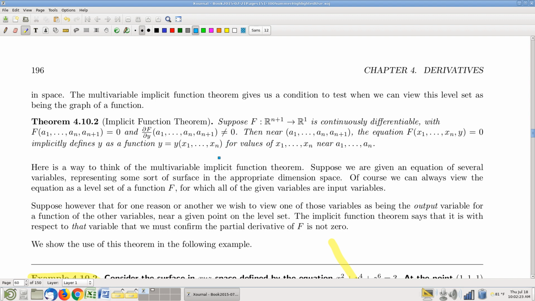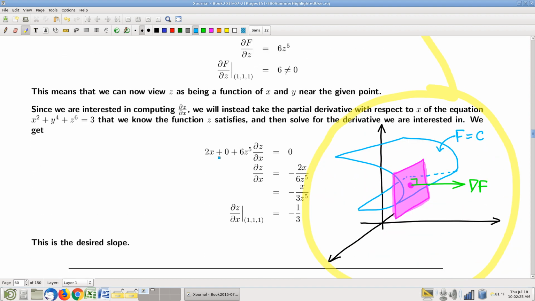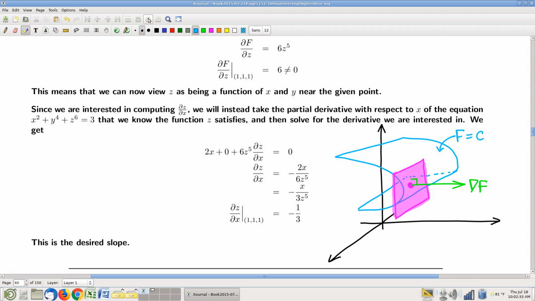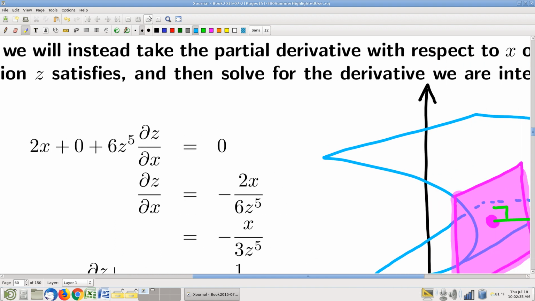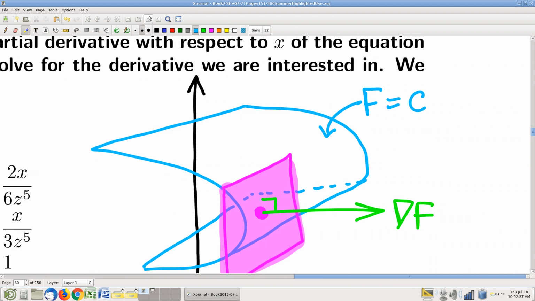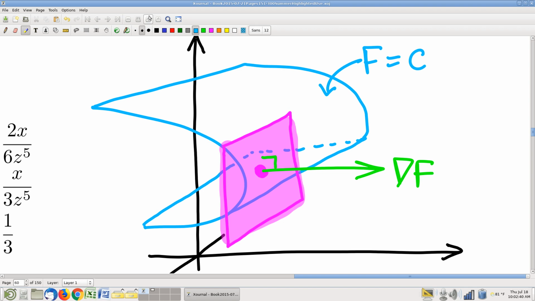Before we do an example, I want to look at the picture that I have down here. By the way, this picture is not in the book. This is sort of supplemental. I drew this before class started. So here's a kind of a picture of what's going on. Now, if you look at this surface, this blue surface, it's a level set of some function capital F.